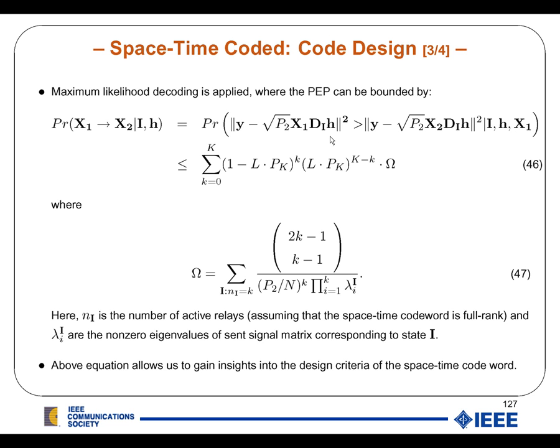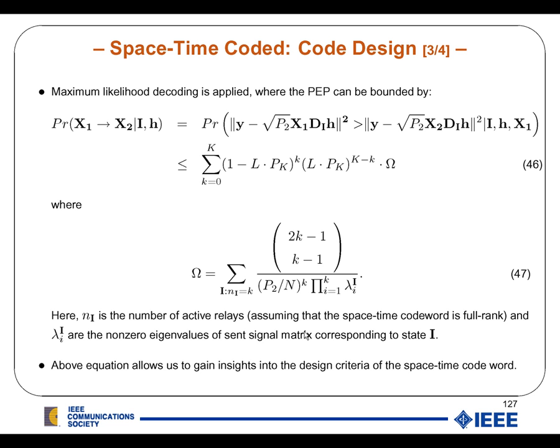And in 8 it had been shown that you can actually upper bound that by this expression here, where I remind you that L is the frame length and PK is the probability that an error occurs in the kth link. We assume there are capital K relays here. The reason why there are no indices on small k is because we assume this symmetric scenario, and omega is given right here, where we have lambda in here, which are the non-zero eigenvalues of the sent signal matrix corresponding to state I.